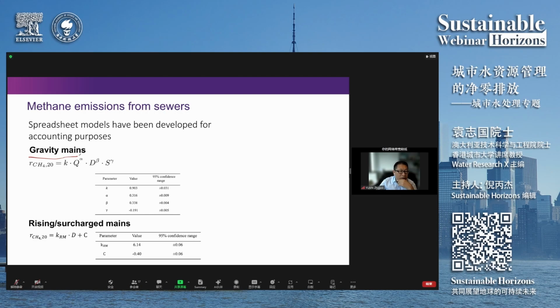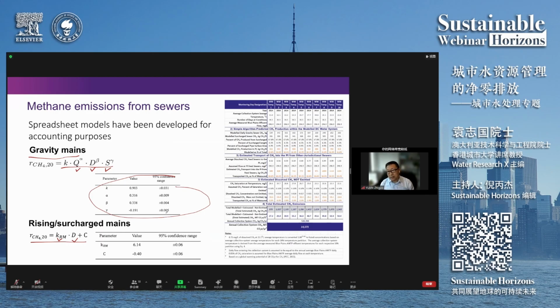For gravity sewers, we got a very simple equation to estimate methane emissions based on flow rate, diameter, and slope. These are the parameters we have determined. For rising mains, that's the equation, it's even simpler. It's only diameter plus a parameter. So we calibrate the parameters. With that, estimating methane from a sewer network becomes a very easy task. In an Excel worksheet, you just apply these equations, and then you can estimate how much methane you emit.